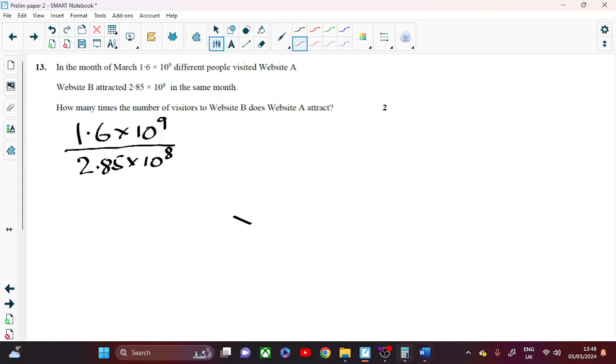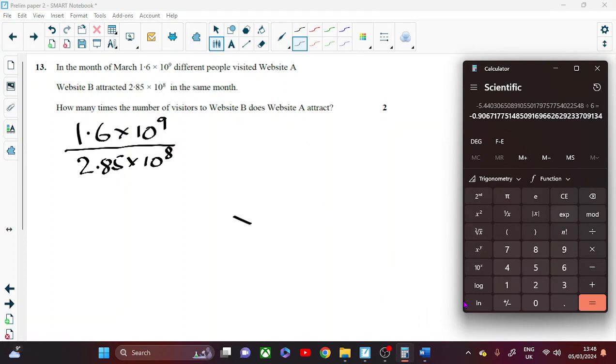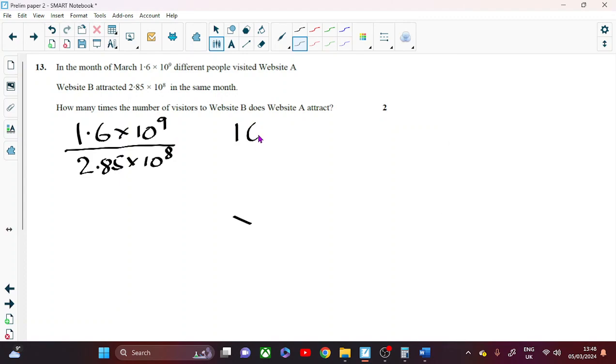Your calculator may or may not be capable of this in one fell swoop. Mine isn't, so I'm going to convert them. So I have 1.6 with 9 digits after the first number, divided by 2.85 with 8 digits after the first number.